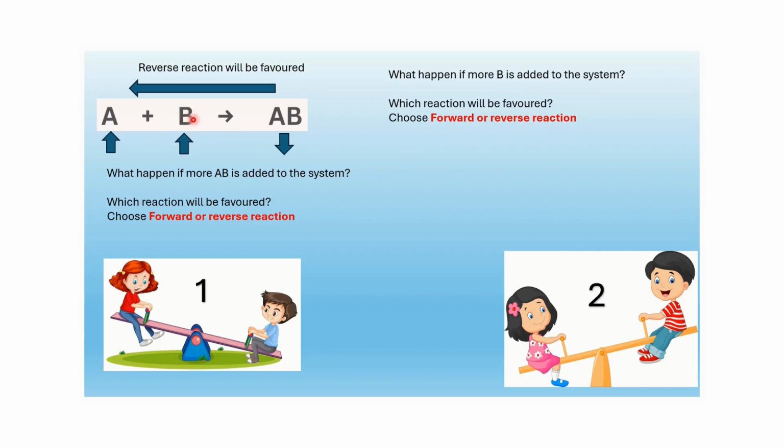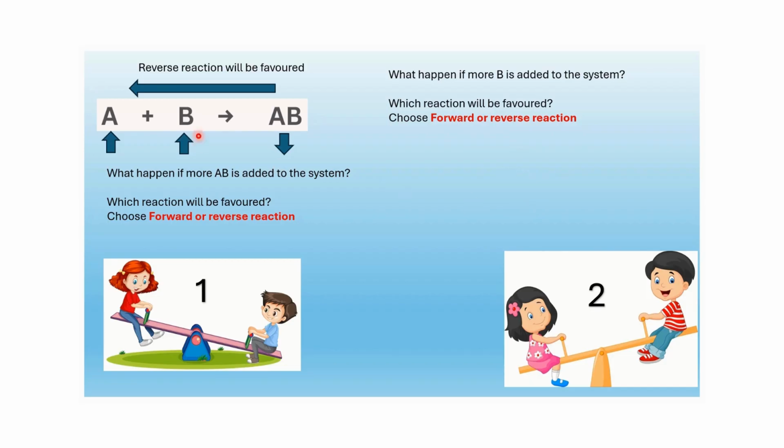Where is B? More B is added. There is B. We have B here on the reactant side, right? If we add more of B, will the system tilt like number 1 or will the system tilt like number 2? Pause the video and try to answer that question. And also tell me which reaction is going to be favored. Try to pause the video and do that quickly.